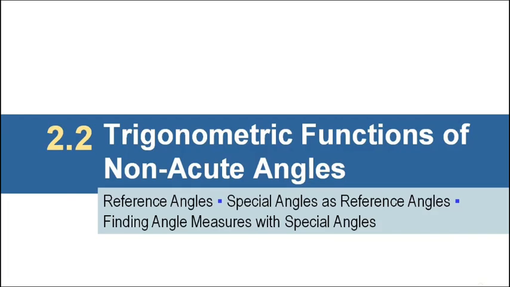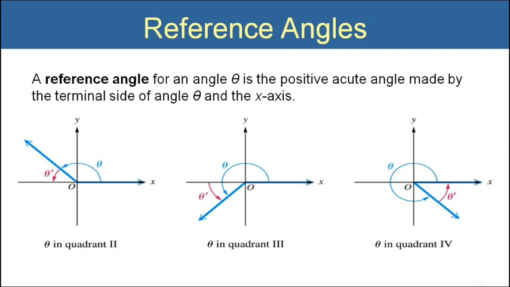Let's get started. Okay, first of all, a reference angle is a positive acute angle that's between the terminal side of our original angle and the x-axis. For example, here is an angle in quadrant 2. Theta is the original angle, and theta prime is this smaller angle that's between the terminal side and the horizontal. That is our reference angle.